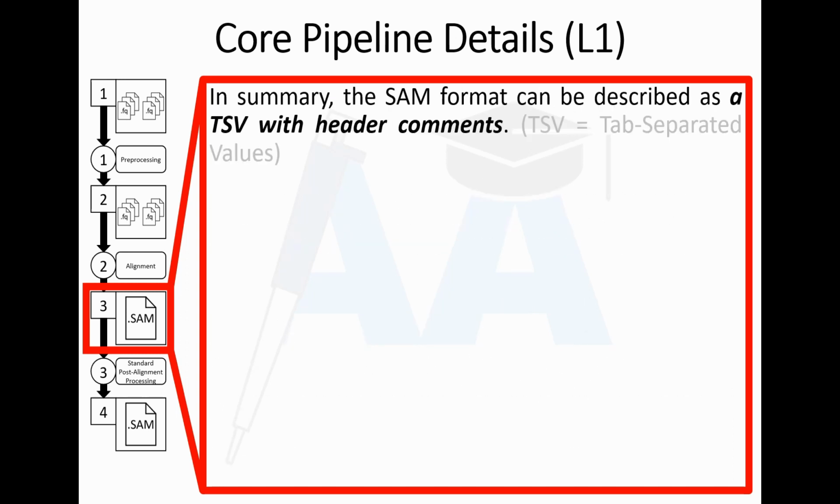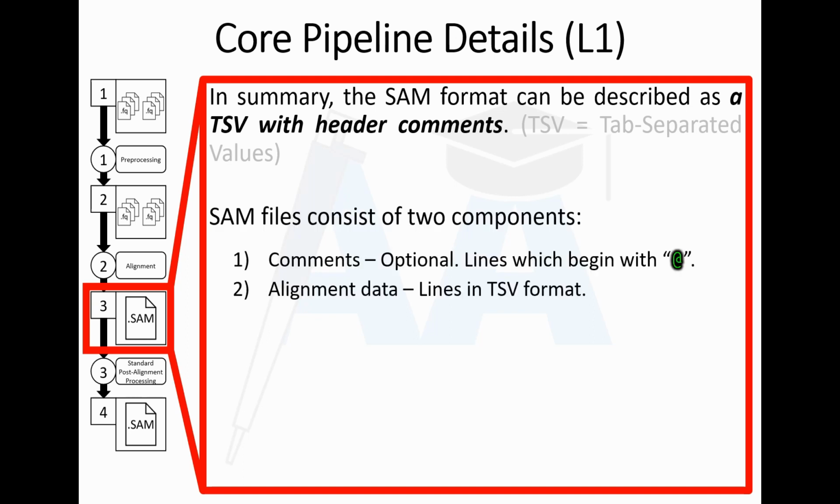The SAM file format can be described as a table with header comments. That is to say, a SAM file consists of 2 parts, a comments section and a data section.